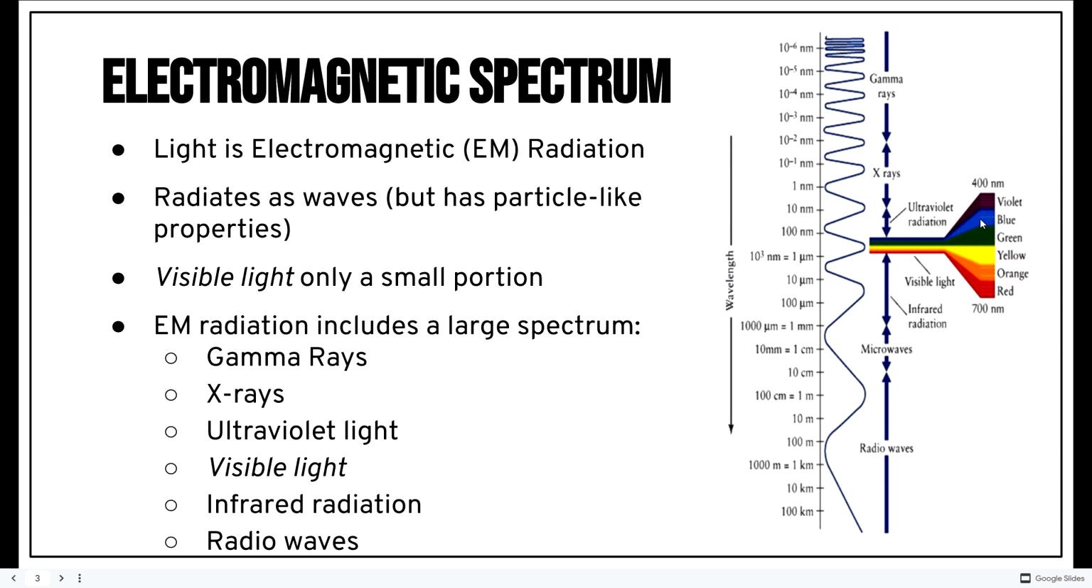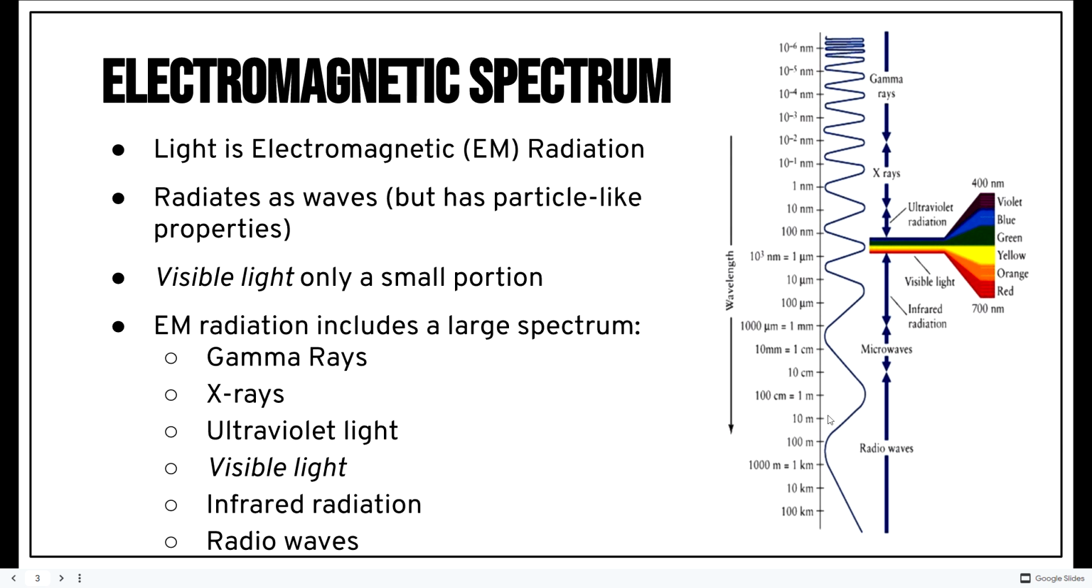You also need to know the order of the colors. Visible light is only a very small section of the electromagnetic spectrum here. And we have violet, which is the shortest, that's purple. Red is the longest. So it may ask you which is shortest or longest. You need to remember that violet is shortest, red is the longest.